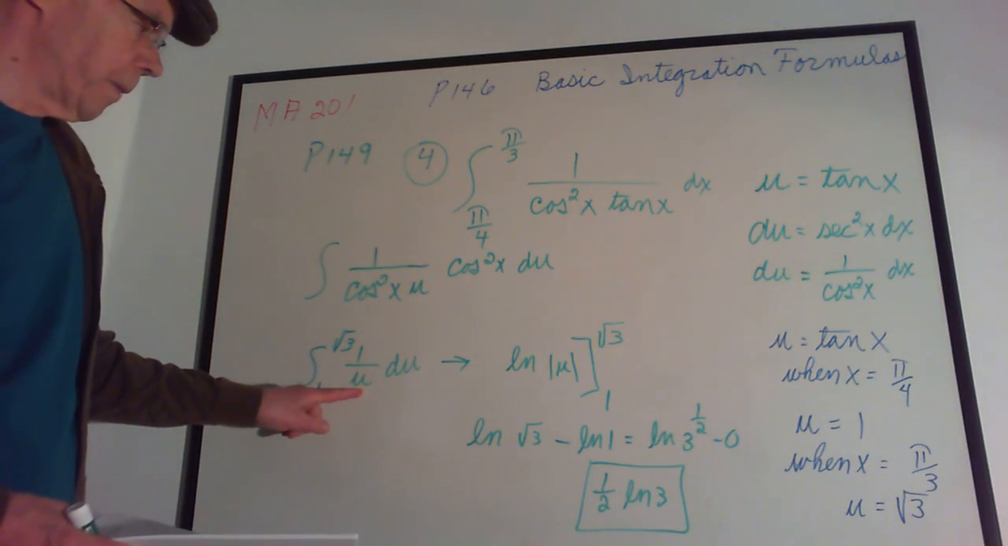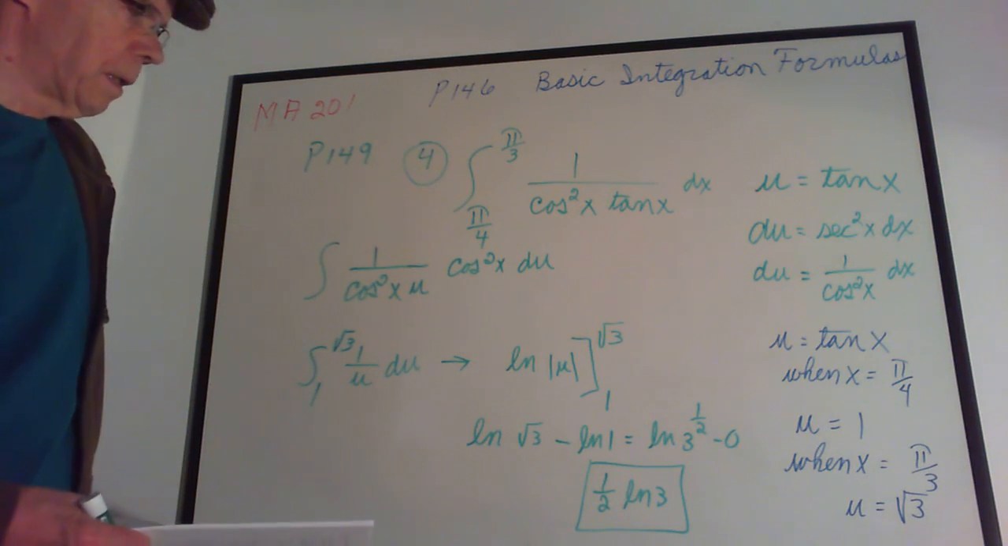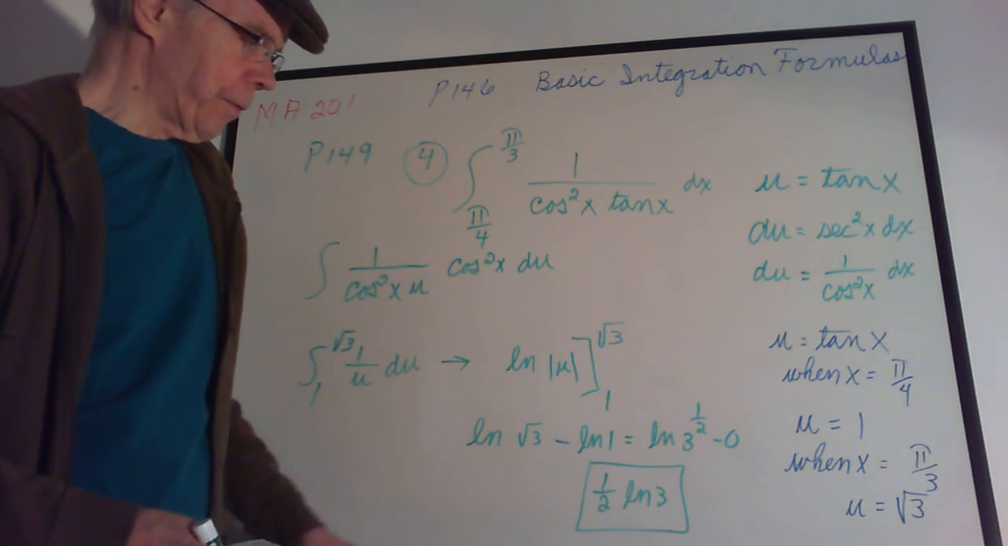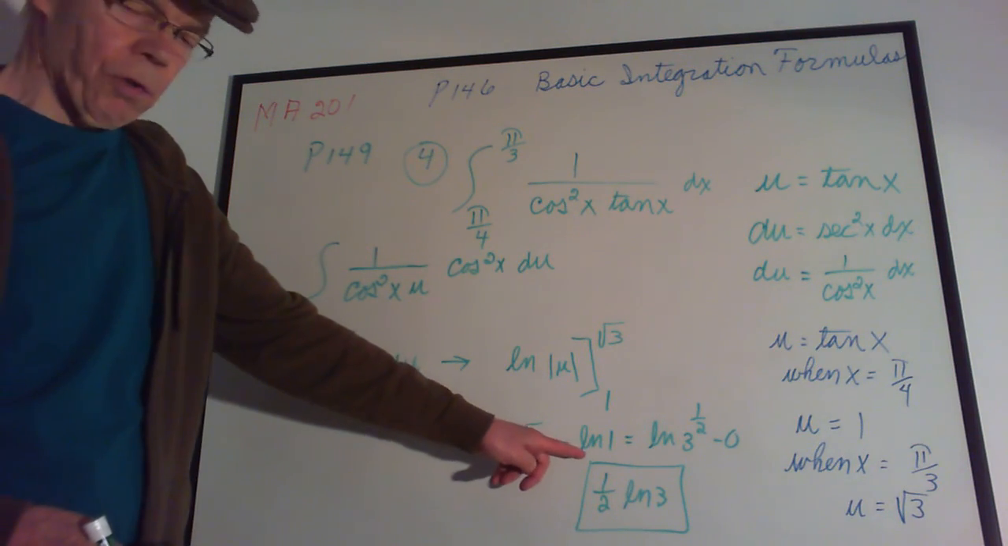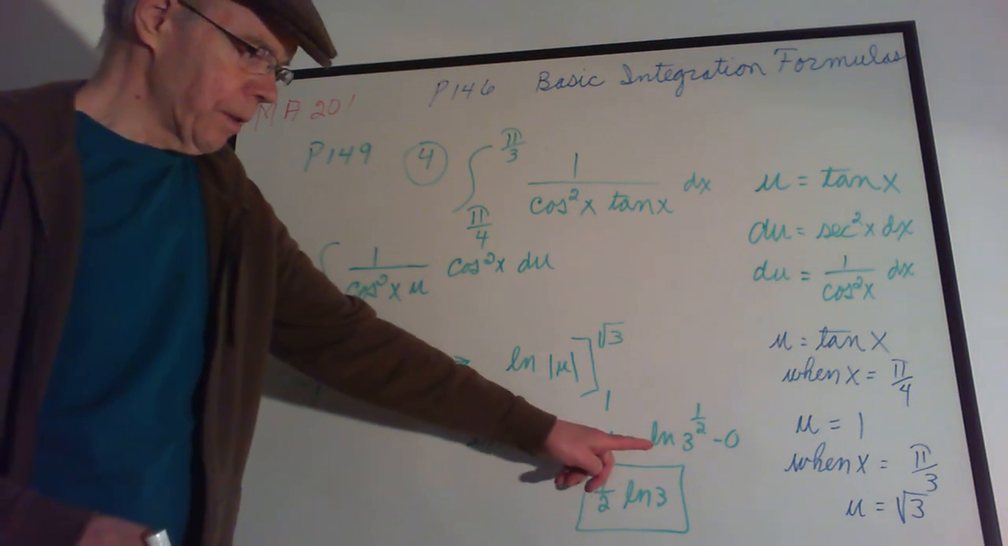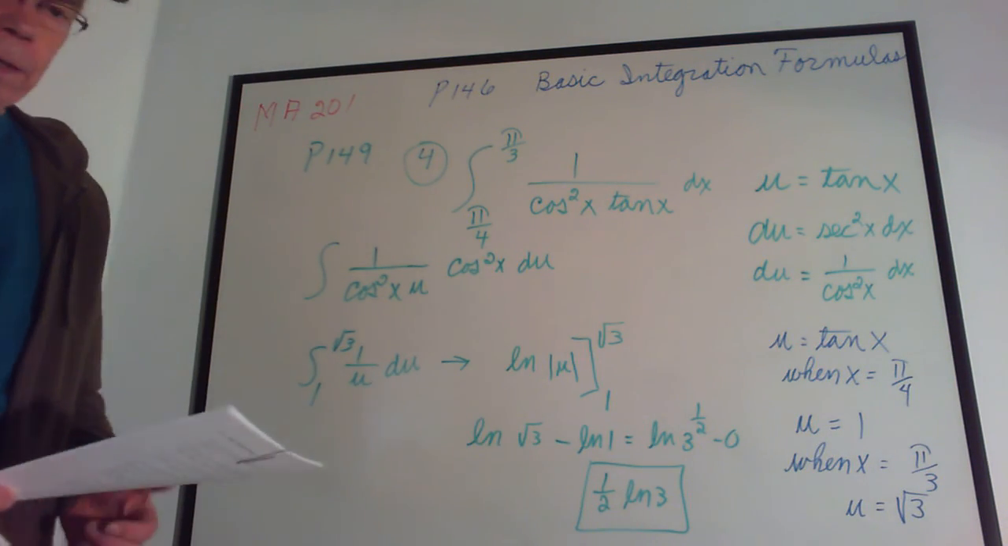Alright, this is going to give you natural log of the absolute value of u. The upper limit is square root of 3, the bottom one is 1. I substitute them in. Natural log of 1 is 0. This is the natural log of 3 to the 1/2, which becomes 1/2 natural log of 3.